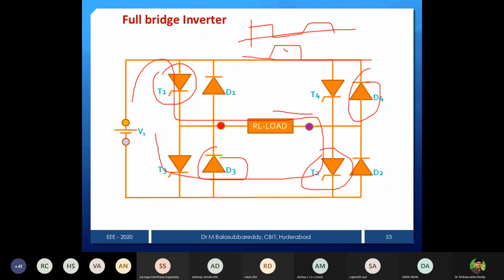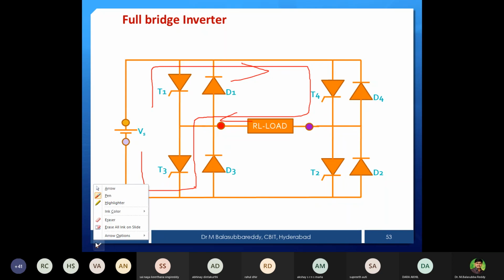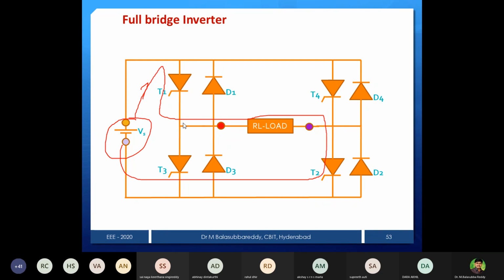Now once the pulse is given to T3 and T4, what will happen? Current will pass like this. It goes through T4, goes like this, T3 to out. So this way we are getting this current direction when T3 and T4 conduct. Similarly, the current direction when T1 and T2 conduct is through T1 and then T2 to out. With this we are able to get the output voltage the same as the source voltage.